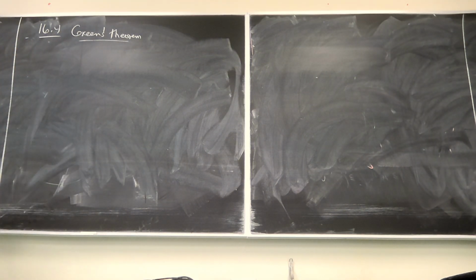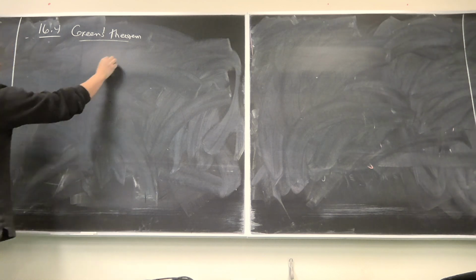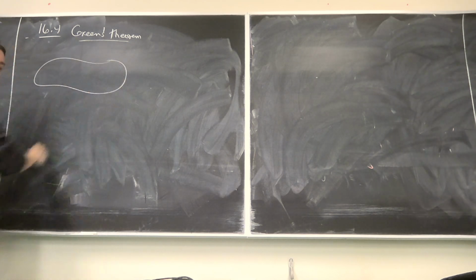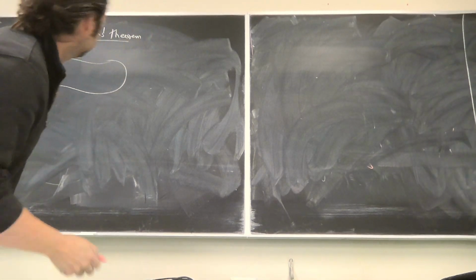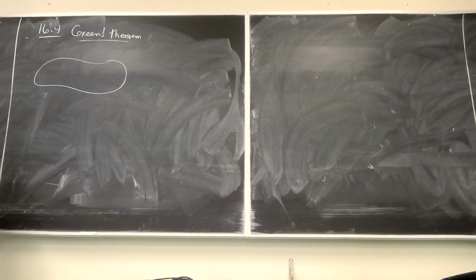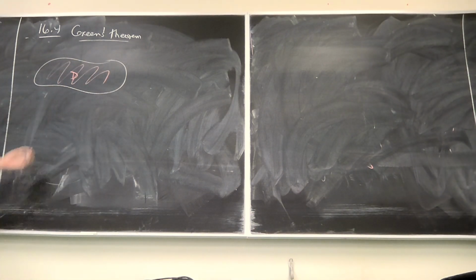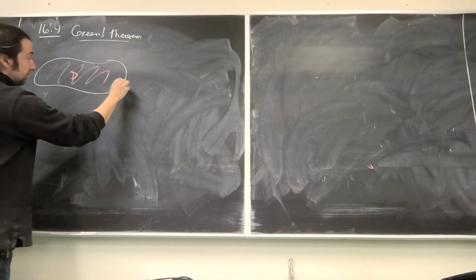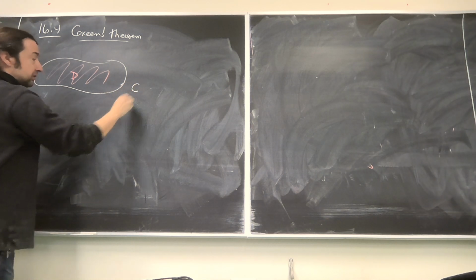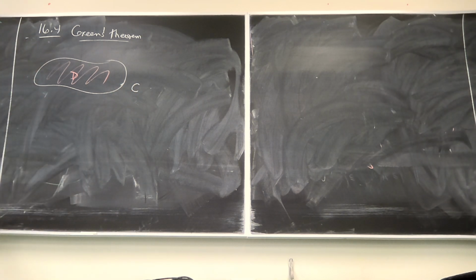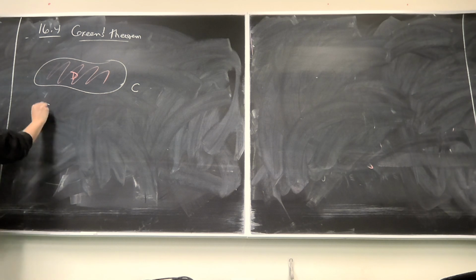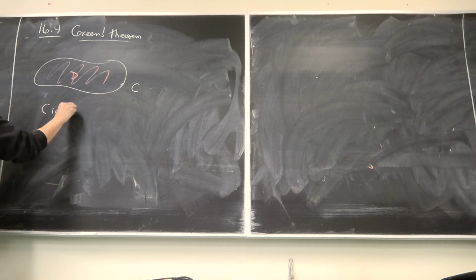Okay, so Green's theorem is a theorem about the relationship between integrals on two different pieces of a domain. So what I mean by that is, if I write down some sort of figure like this, a region in R2, there's an inside of the region, D, and an outside of the region. And the outside of the region is usually called the curve C. C is called the boundary of D.